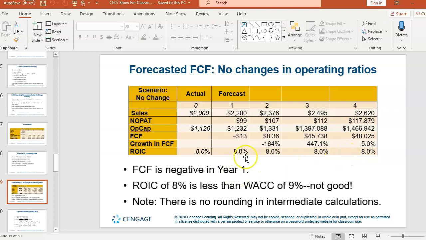Okay. Now remember, with this forecast, we want a WACC of 9. That's what the WACC is. So that means that for this company to be profitable, my ROIC has to be above 9. If it's exactly at 9, that's okay, but I really want that to be above 9. So this comes back at 8, meaning that my return is less than my cost of capital, and that's never a good thing, right? So we don't want that. So in this example, this forecast will not work.